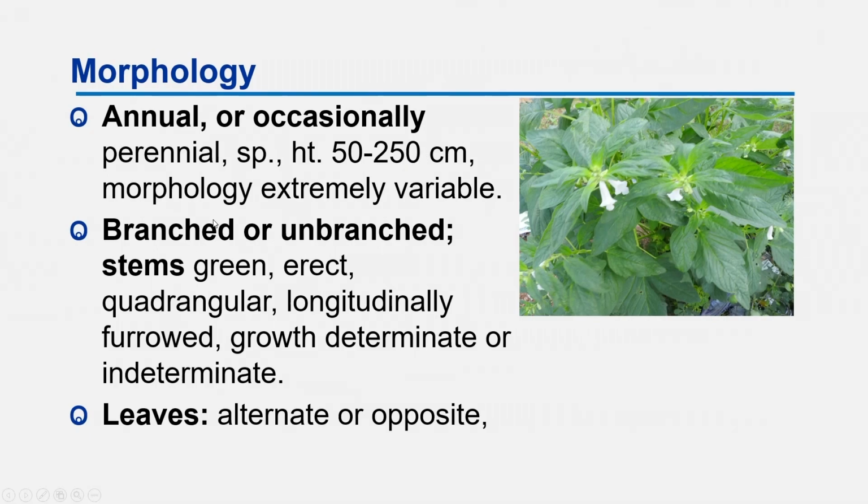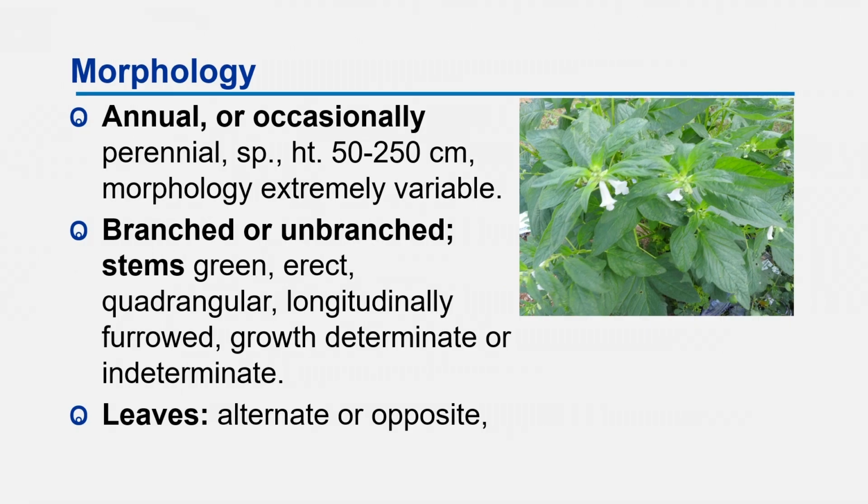Morphology is extremely variable. Branched or unbranched. In some you will see branching, in some sesame species you will not see branching, and the stem may be green, erect, quadrangular, longitudinally furrowed, with growth determinate or indeterminate.